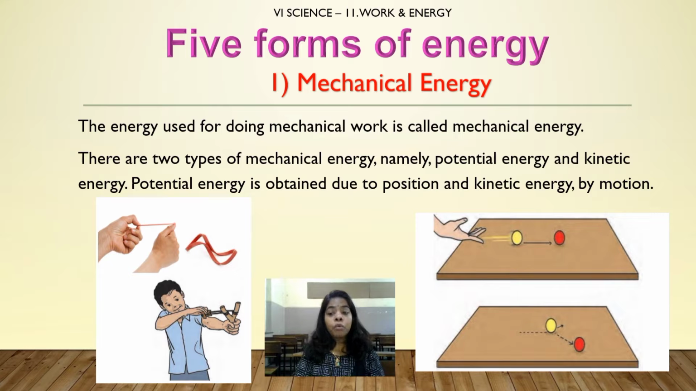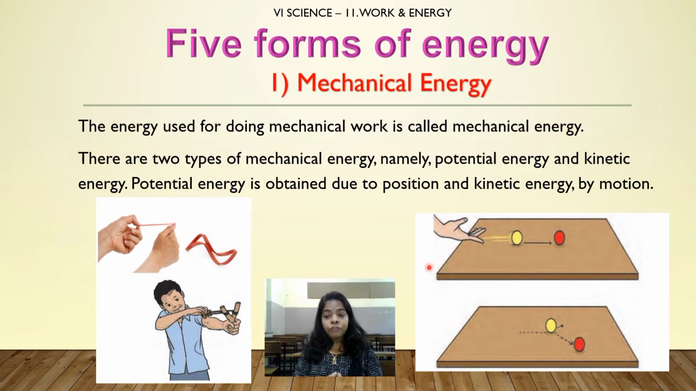Let us see now which are the 5 forms of energy given in our textbook. First one, mechanical energy. The energy used for doing mechanical work is called mechanical energy, in which you are going to apply your force, your pressure. There are 2 types of mechanical energy, namely potential and kinetic energy. Potential energy is obtained due to position and kinetic energy by motion.